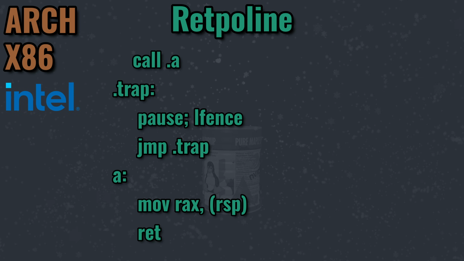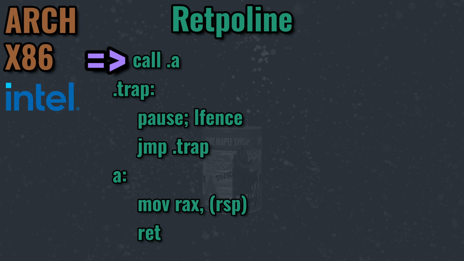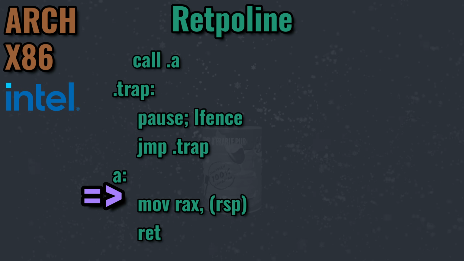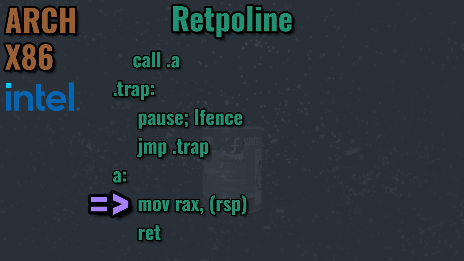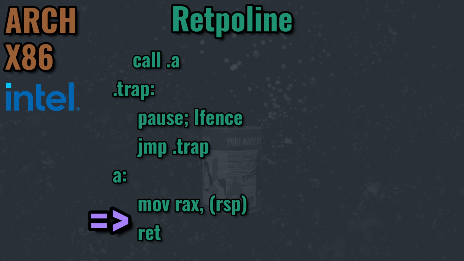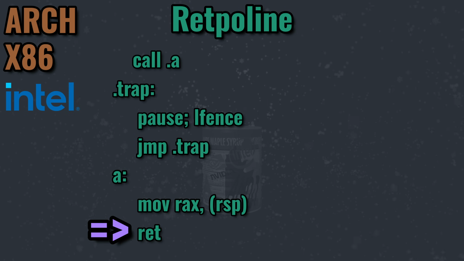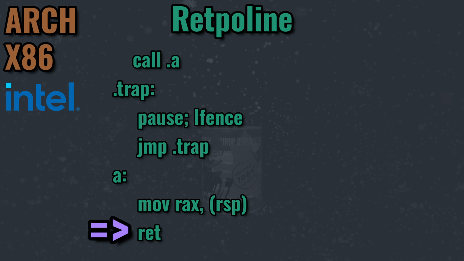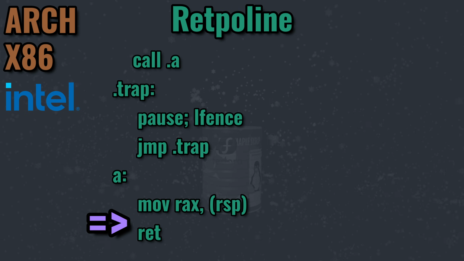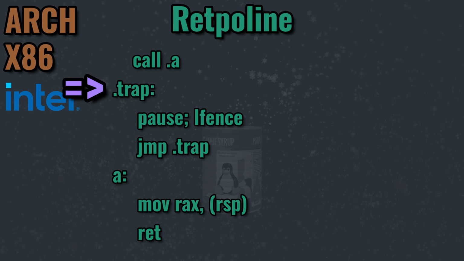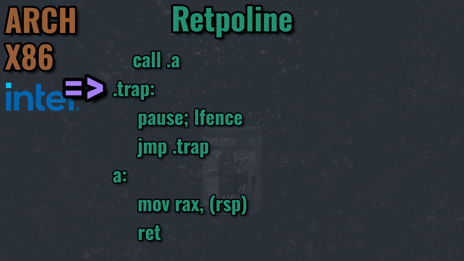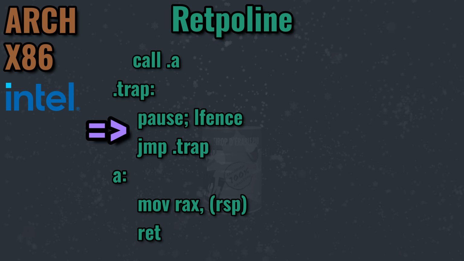Now let's read this as the speculator. We do call A. It's a direct branch, so there's no speculation happening there. We just go directly to A. Then we see move RAX. The predictor will ignore this command because it has no ability to execute it correctly. After that, the speculator will see return. Now, not having the value at the top of the stack, it will just return to the value stored in the RSB, so of course the return stack buffer. That value is right after our call A. So we go to .trap. After that, it will execute pause lfence, which pretty much does nothing.